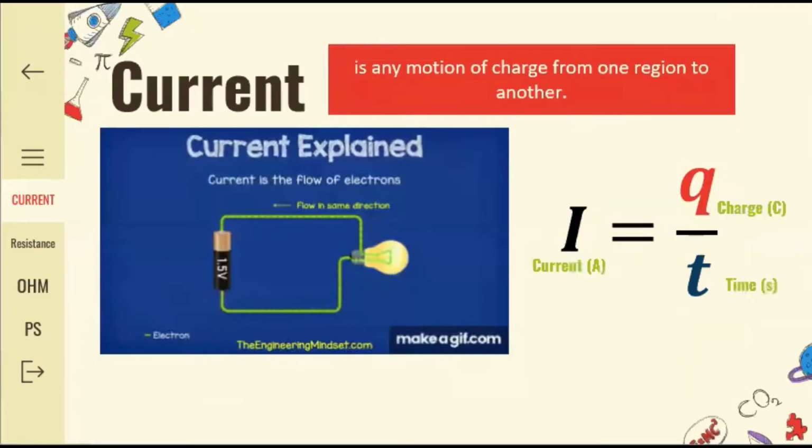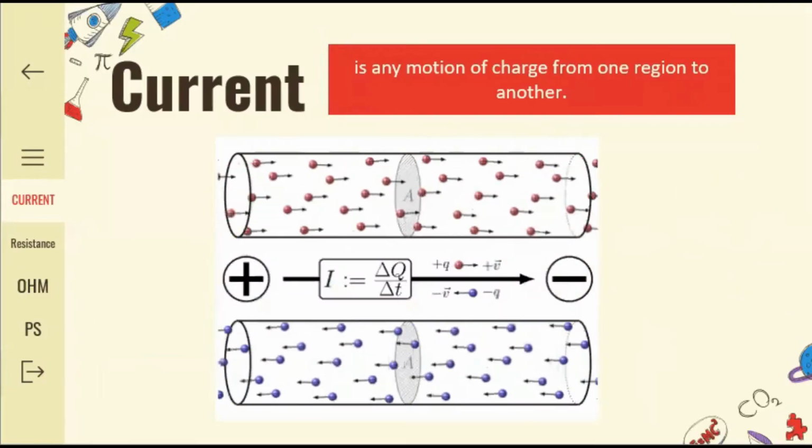To mathematically describe that phenomenon, we use this equation: I, which is our current measured in amperes, named after the one who discovered current, Andre Marie Ampere, equals charge in coulombs over time in seconds. So based on this formula, 1 ampere is equal to 1 coulomb per second. Current is the measurement of how much charge in coulombs traveled over a given period of time.